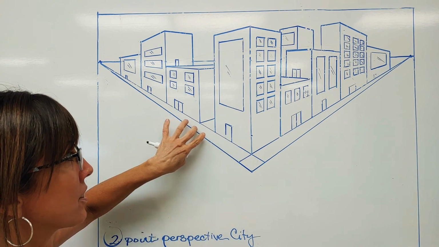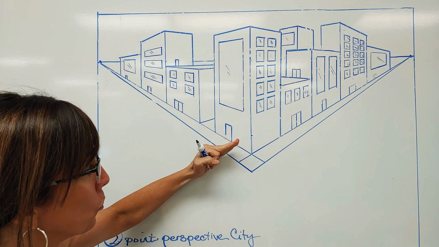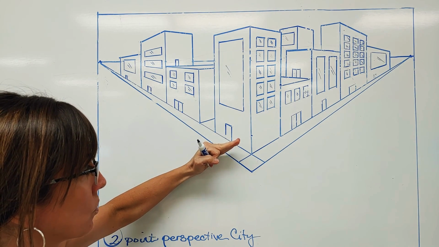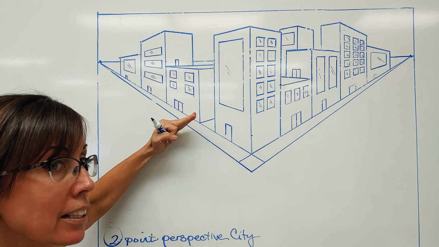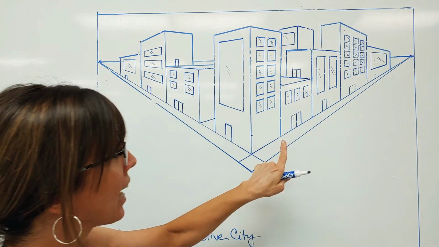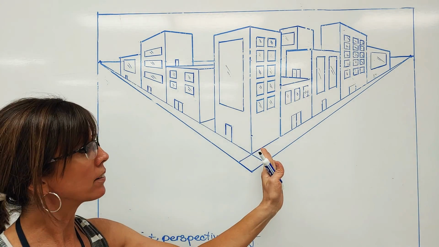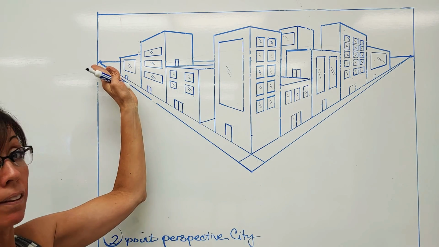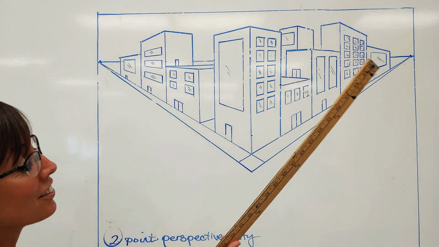Now on the left side sidewalk, all of the lines that you put in there to break it down into sidewalk blocks are going to line up with the right side vanishing point. And on the right side, all of the lines that you put in to divide the sidewalk will line up with the left side vanishing point. So it depends on which side of the sidewalk you're on.